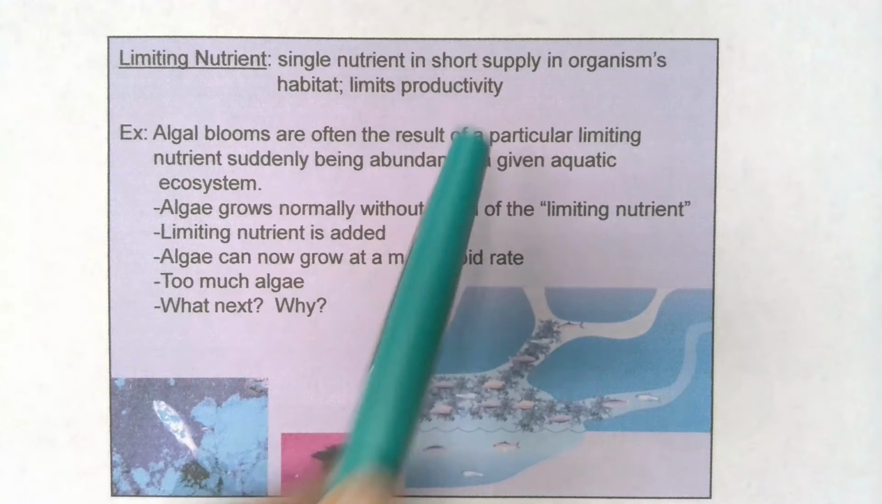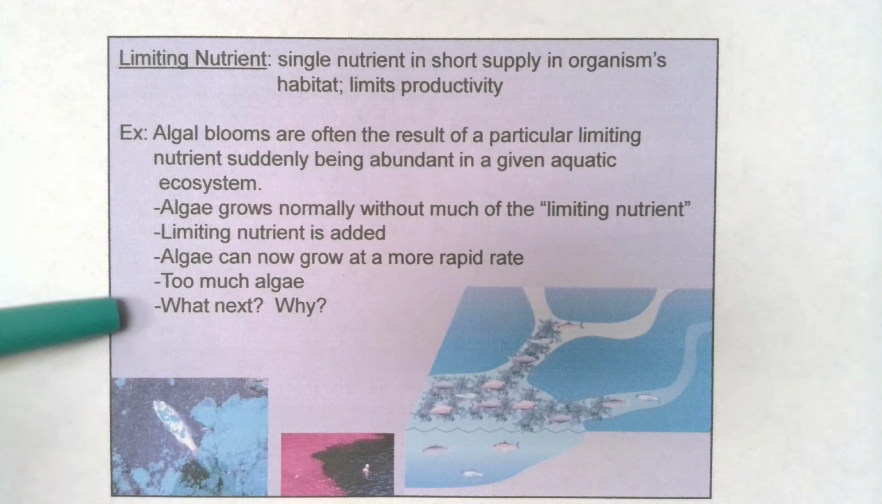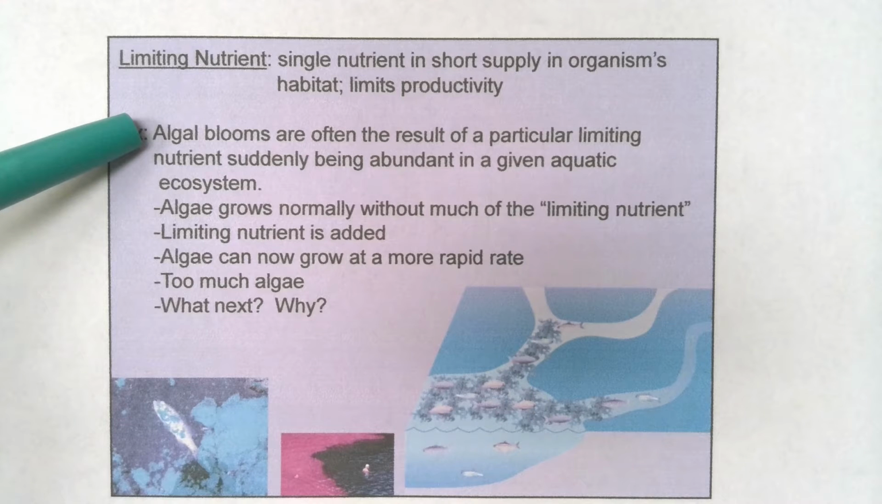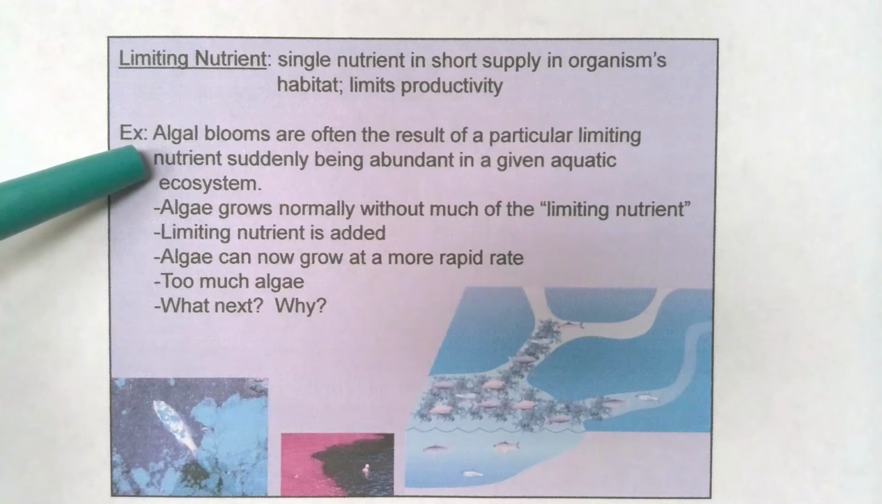For example, we're going to go through this example of algal blooms. Kingdom Protista is the kingdom that's all aquatic. It lumps all the leftover organisms together that don't fit into any of the other kingdoms, and algae is a good example of a protist. In aquatic ecosystems, algae are a lot of your producers, your autotrophs. What's called an algal bloom is sometimes the result of a particular limiting nutrient suddenly being abundant in a given aquatic ecosystem. So how might that happen? We'll get to that in just a minute.